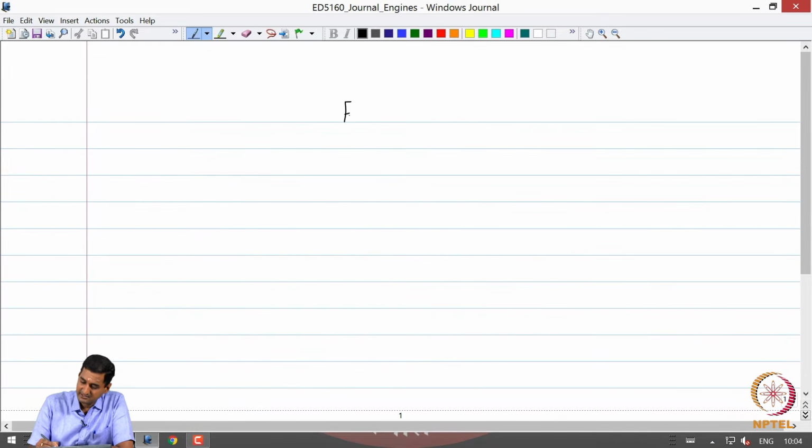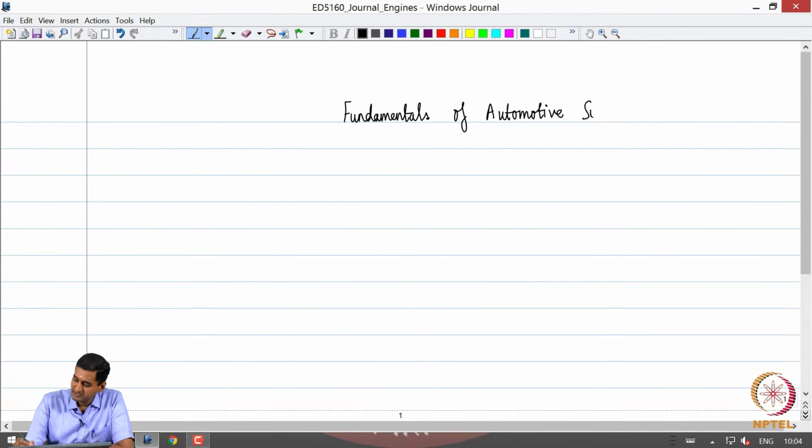So, we will start this course with a broad overview of what we learn, and then we will go to the first module. Okay. So, what is the objective of this particular course? As the title mentions, the broad objective of this particular course is to gain a fundamental understanding of various systems that constitute a typical automobile.